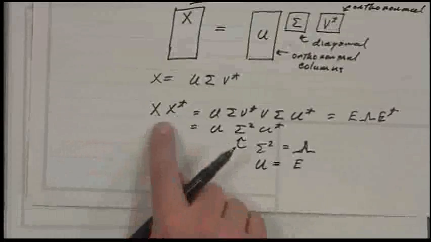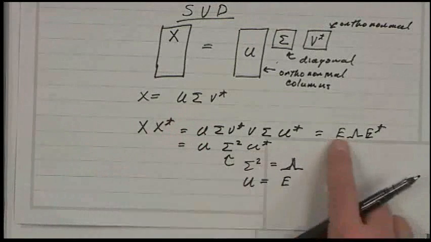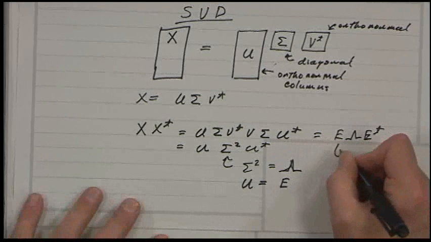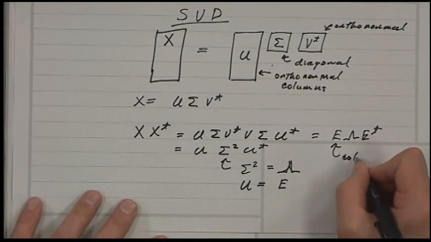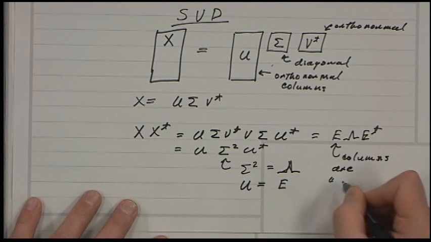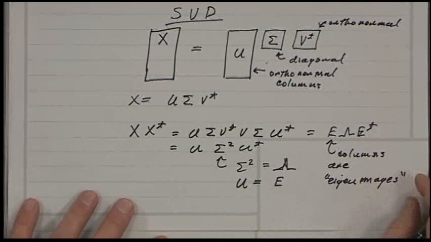But the singular value decomposition is a lot easier to compute, because of this. What you really want is the eigenvectors and eigenvalues of X X transpose, because now these E's will represent the basis vectors that represent the fundamental behaviors in the image. So these are the columns of E. These columns are called eigen images. And you guys did the lab, so you know what that means, right?